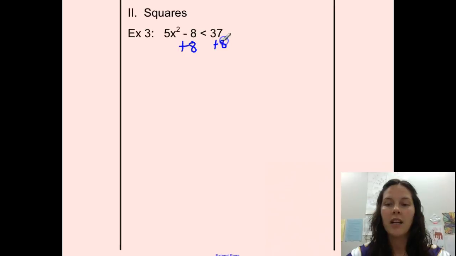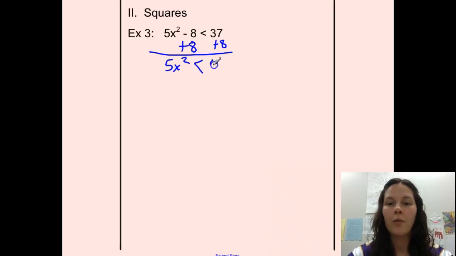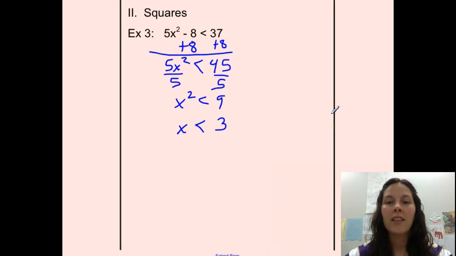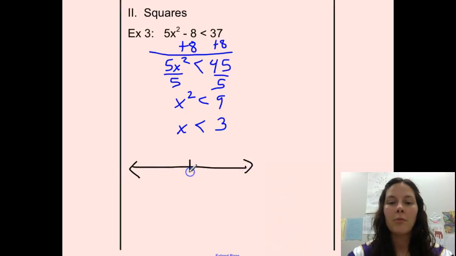Taking a look at squares, we're going to solve by undoing, canceling that minus 8. I'm going to add it to both sides, giving me 5x squared is less than 45. Dividing both sides by 5, we get x squared is less than 9. And taking the square root of both sides, we get x is less than 3. There is another solution to this that you may see when you get to Algebra 2, but for now we're just going to focus on the positive solution. So we put 3 in the middle, one number greater and one number smaller off to each side. X is less than, so we have an open circle, and less than shades left.